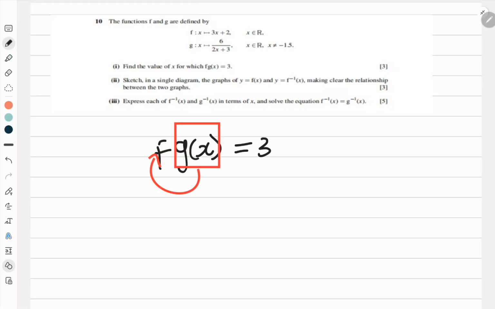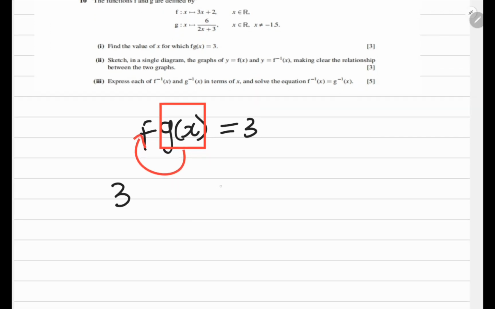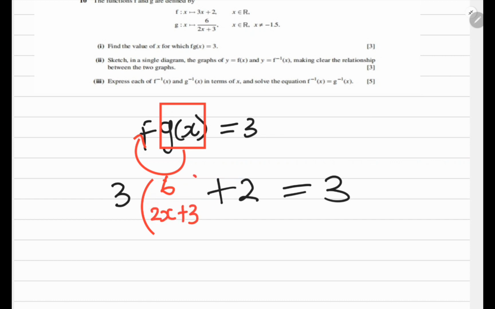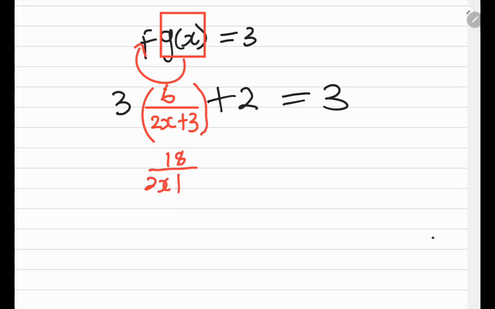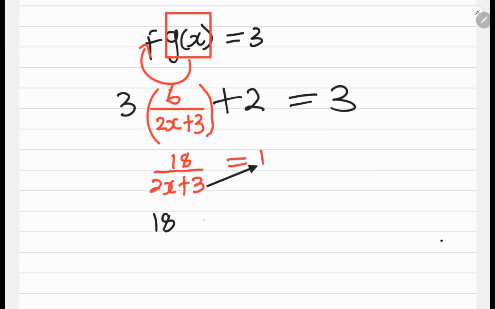f of g of x is equal to 3 is a composite function where we take g and substitute it into f in place of x. So I'm going to write out my f, 3x plus 2, and I'll equate it to 3. And in place of x now, in red, I'm going to substitute my g. My g is 6 over 2x plus 3. So now we solve the equation. Multiply 3 by 6, that's 18 over 2x plus 3. We equate to 1 because 2 has gone there to be subtracted. So 18 is now equal to 2x plus 3, therefore x is 15 over 2.